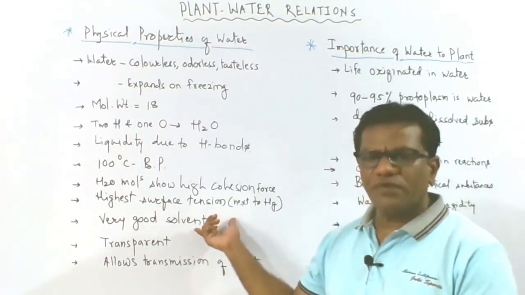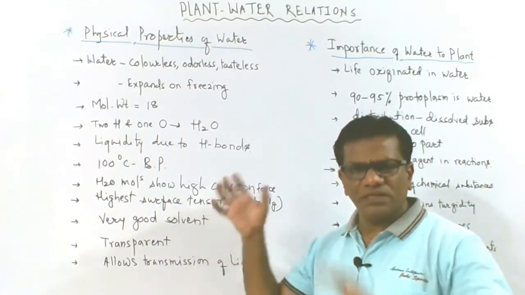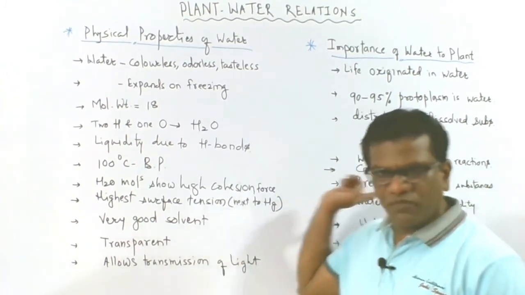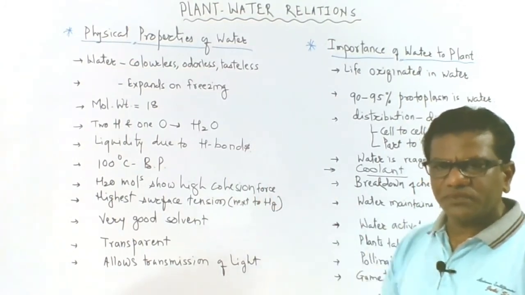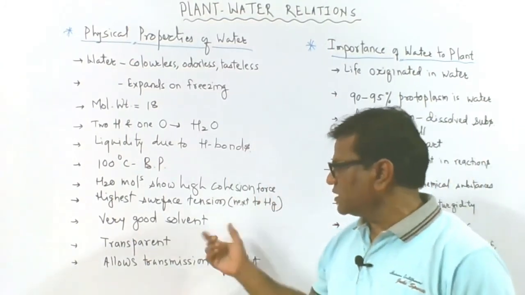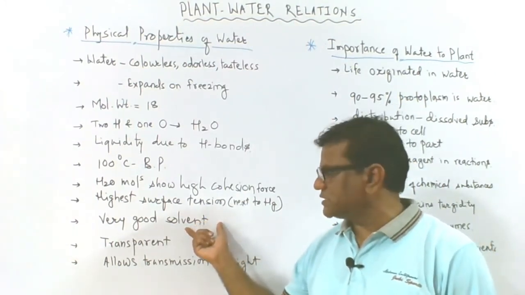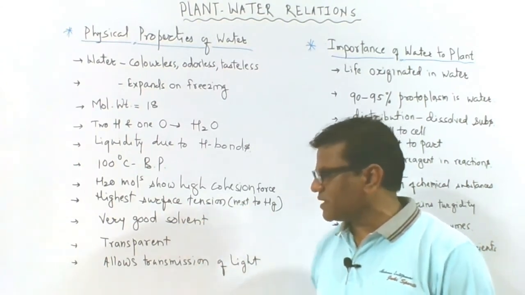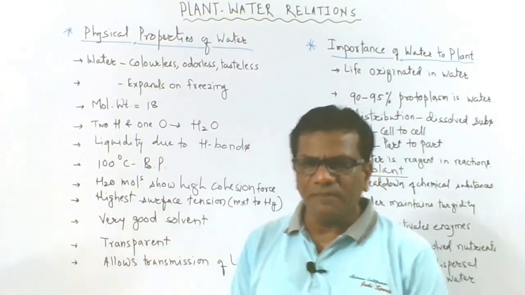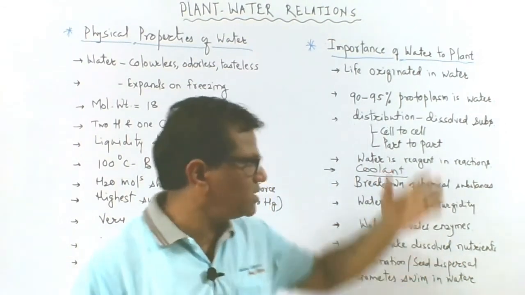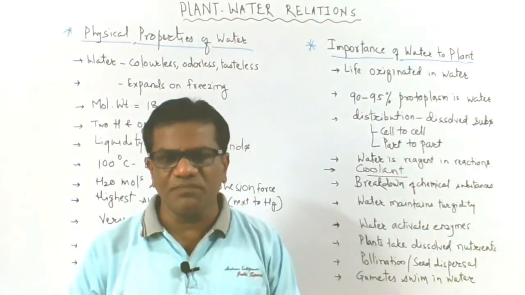Water is a very good solvent, and far better than other solvents. So many substances dissolve in water, and this is helpful for plants because whatever they absorb and transport, they do so in the form of dissolved substances. So this is a very important physical property of water. It is a very good solvent. It is transparent and it allows transmission of light, and all these things. These are some of the important physical aspects of water, in which we see how water is important to plants.